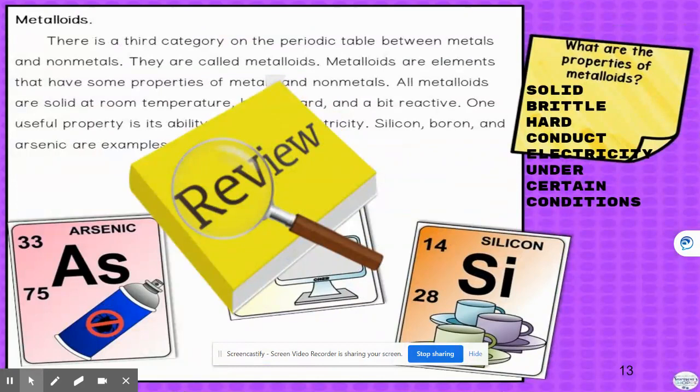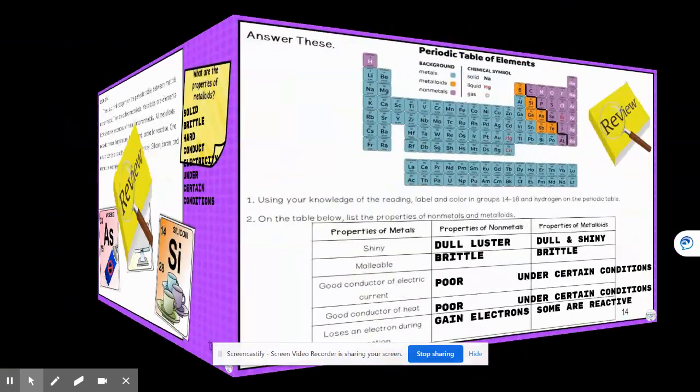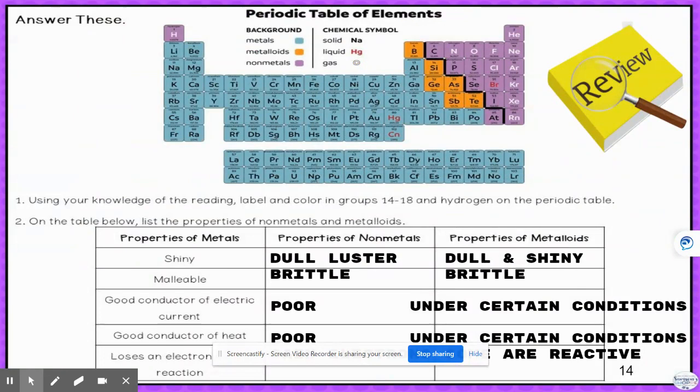Properties of metalloids: they are the ones found along the staircase on the periodic table. They're kind of like metals. They have some properties of metals and some properties of nonmetals. They're solid, brittle, hard, and they conduct electricity under certain conditions. That makes them good for use in computers as a semiconductor. Comparing and contrasting nonmetals, metalloids, and metals: please pause the screen at this time if you need to complete your chart.